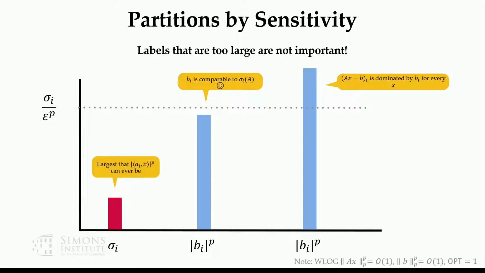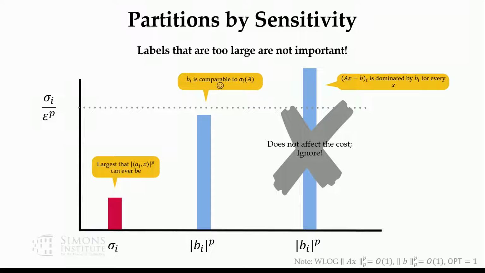Or you could, with some probability, read them, but you're not going to try to fit them. That's the point. Okay, so if I have a very large coordinate B_i, then the ith coordinate of Ax minus b is dominated by B_i for every x that you care about, for every x such that the p-norm of Ax is order 1. What that effectively means is these are not going to affect the cost, and they can be ignored. You need to formally show this, and I'll say a little bit more about that. But that's the high-level strategy of the proof.